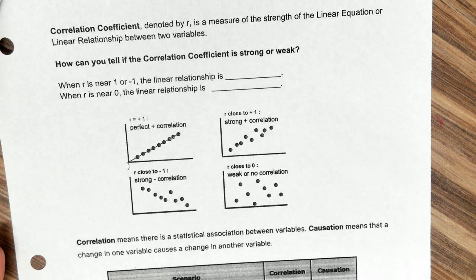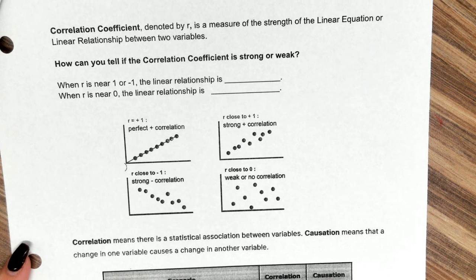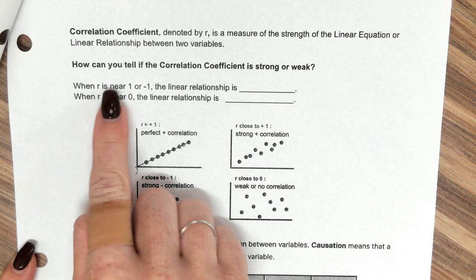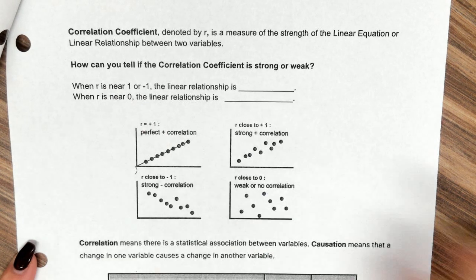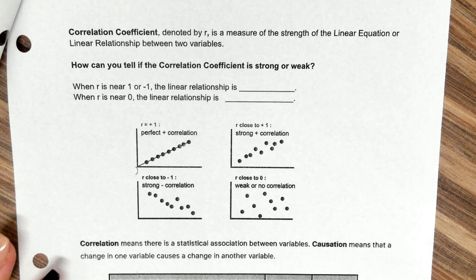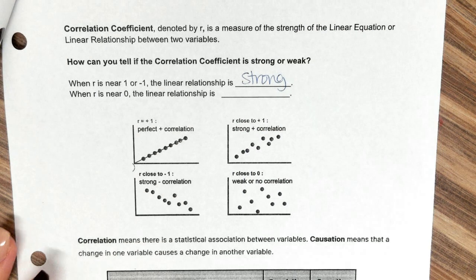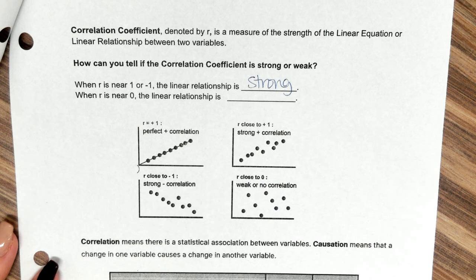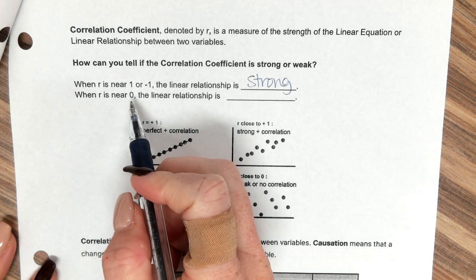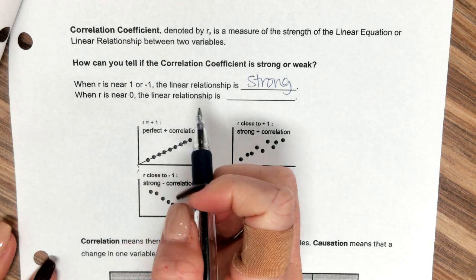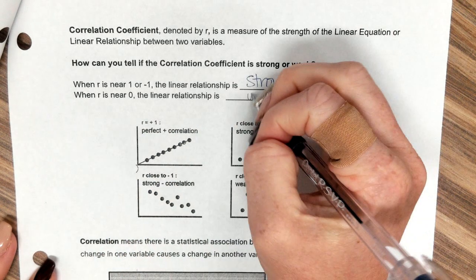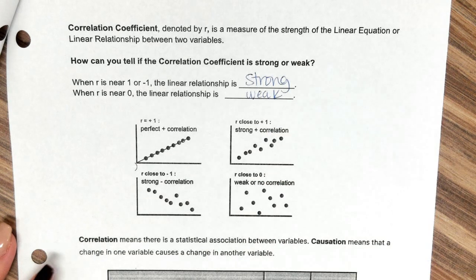So do y'all understand what the R means? Yes or no? When R is near 1 or -1, the linear relationship is considered strong. When R is near 0, the linear relationship is considered weak. So that is the only thing that the R means.